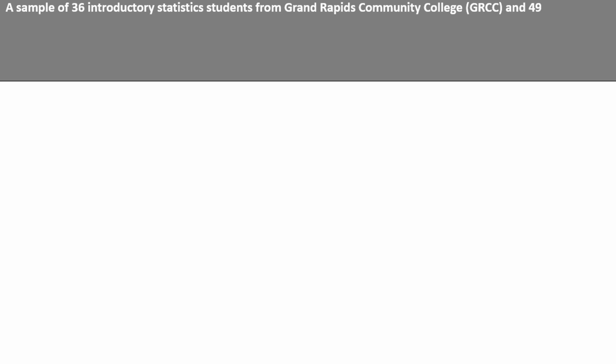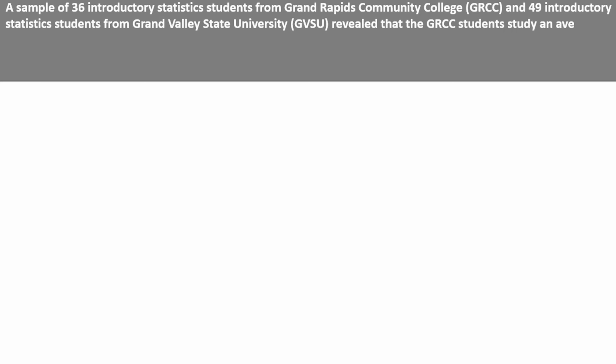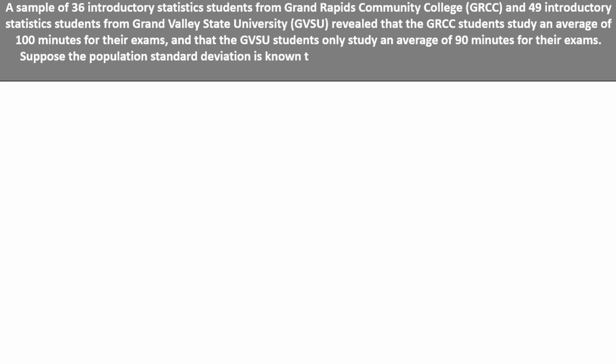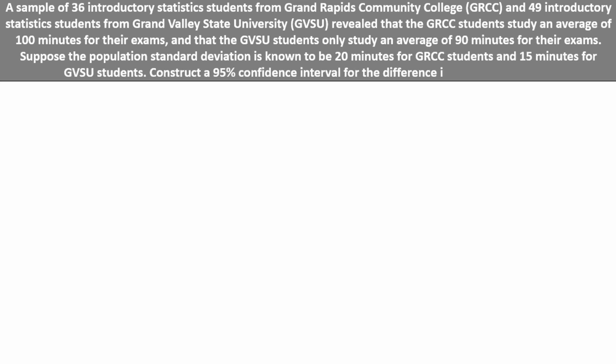A sample of 36 introductory statistics students from Grand Rapids Community College and 49 introductory statistics students from Grand Valley State University revealed that the GRCC students study an average of 100 minutes for their exams, and that the GVSU students only study an average of 90 minutes for their exams. Suppose the population standard deviation is known to be 20 minutes for GRCC students and 15 minutes for GVSU students. Construct a 95% confidence interval for the difference in population means.